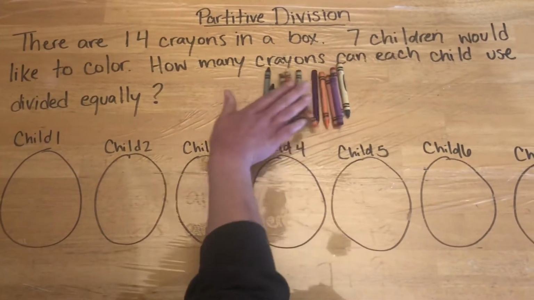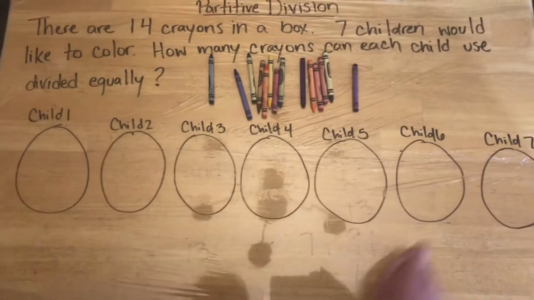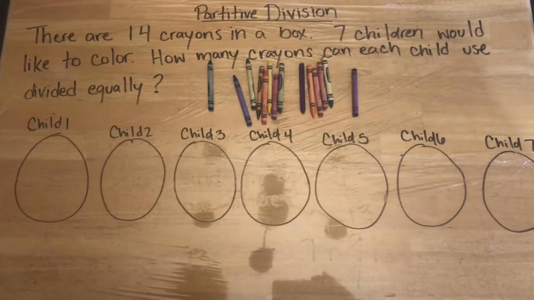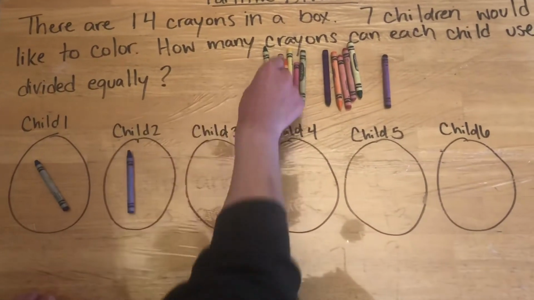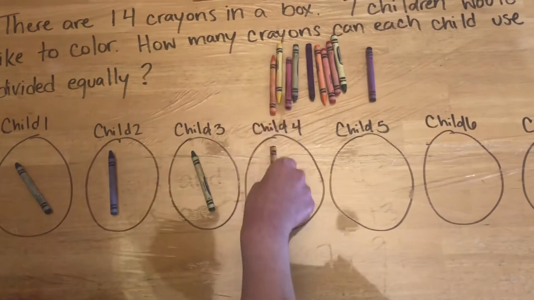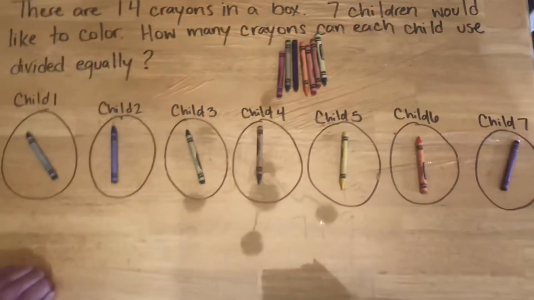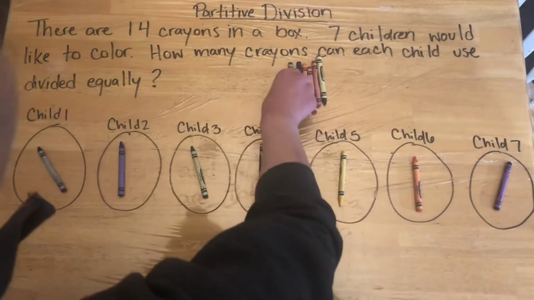Alright, so we have our 14 crayons here, and we have our 7 children. So how do we find out how many crayons each child gets? Well, let's start by giving each child 1 crayon. Alright, so there they all have 1, and there are still crayons left over, so we can keep on dividing.